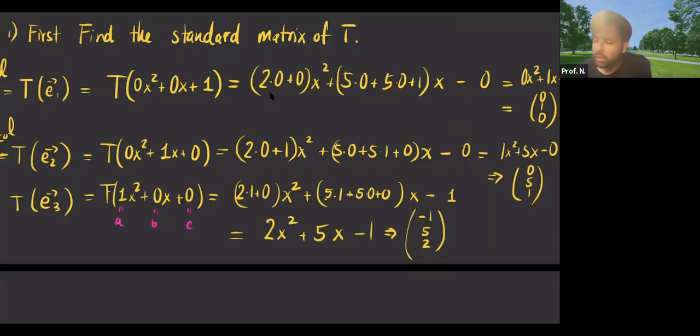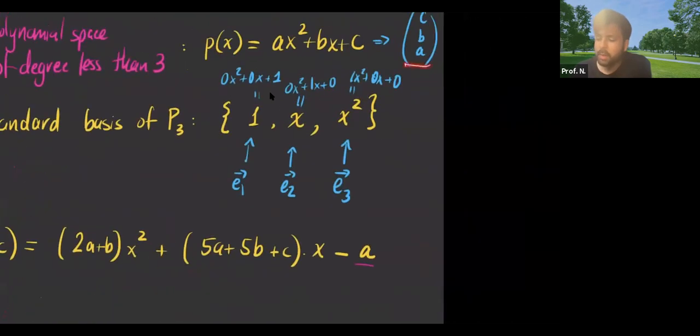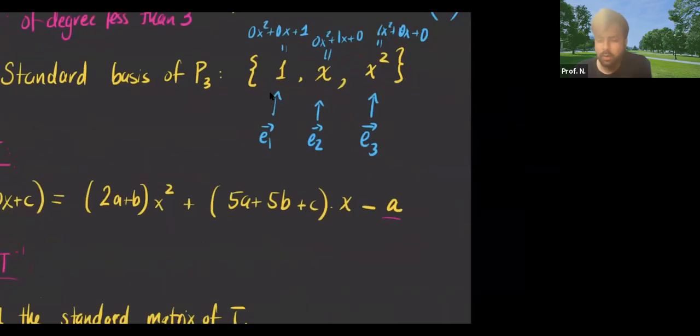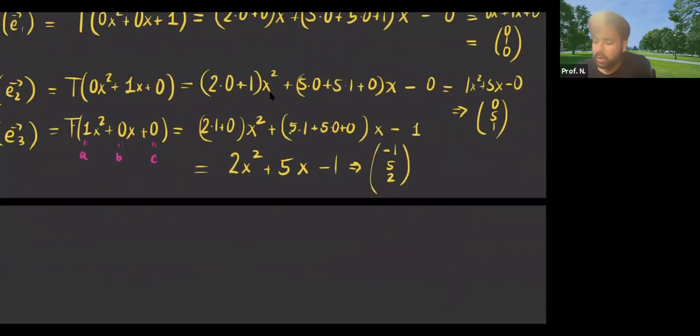Does that make sense? Remember, the vector representation of my polynomial starts with the constant coefficient first, then the linear term coefficient, and then the x squared term coefficient. So that's why this is the constant term first, -1, and then 5, and then 2. Because of that, the ordering from the beginning. Okay, does that make sense?